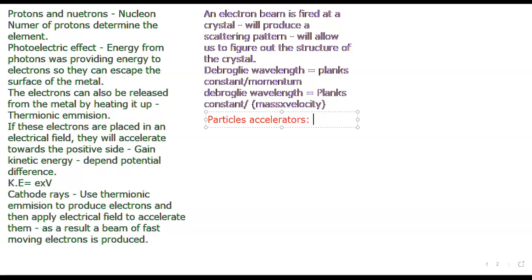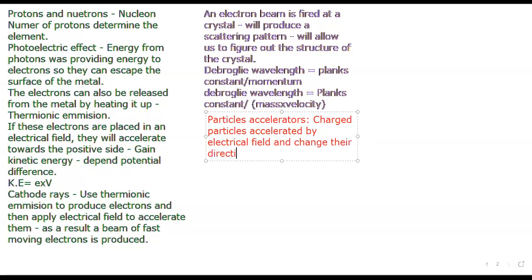So when we go ahead and we talk about it, for that, I need my particles to be fast enough. The faster my particles, the more kinetic energy they will possess. And for my particles to be fast enough, I need accelerators, right? Now, we can take charged particles and we can accelerate them by using an electrical field. By using an electrical field, I can accelerate them and I can change their direction by using a magnetic field.